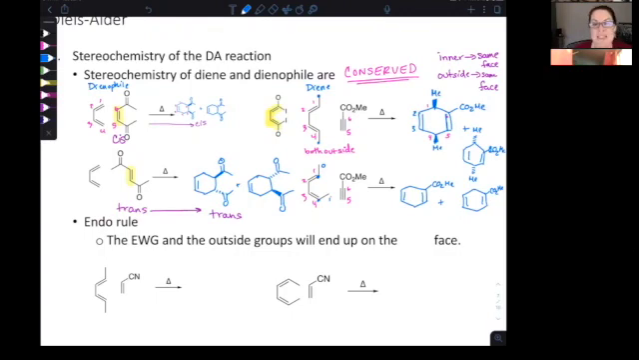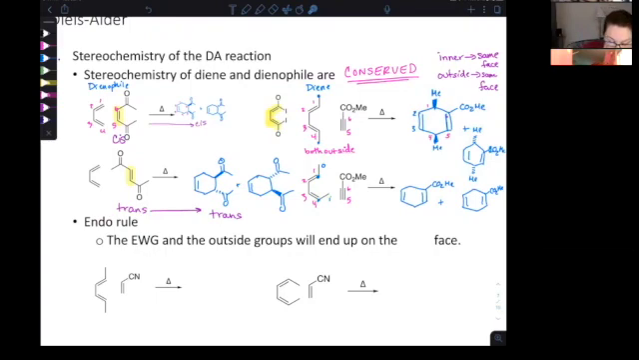So how is this going to be different than the one we just did? The one we just did had both outside groups. It could have had both inside groups. We don't know because they're going to end up with the groups on the same face. What do you think about these two methyl groups? Opposite faces, good.